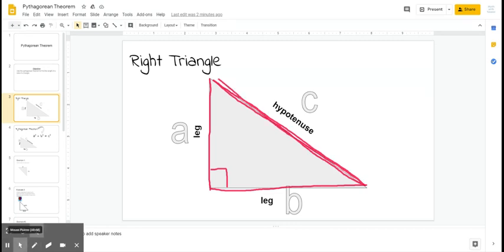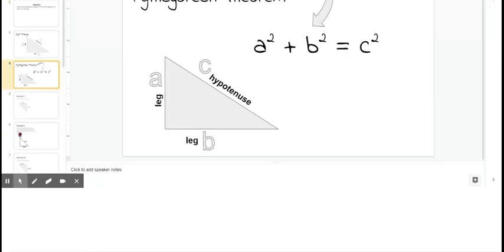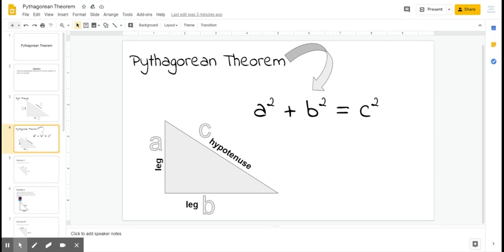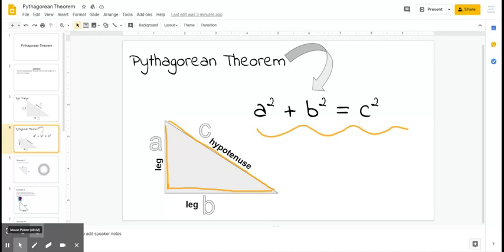Now the theorem itself says a squared plus b squared is equal to c squared. Which means that this side length squared plus this side length squared has to equal this side length squared. If this theorem doesn't work out, then it's not a true right triangle. All right, so let's start going over how to do that.